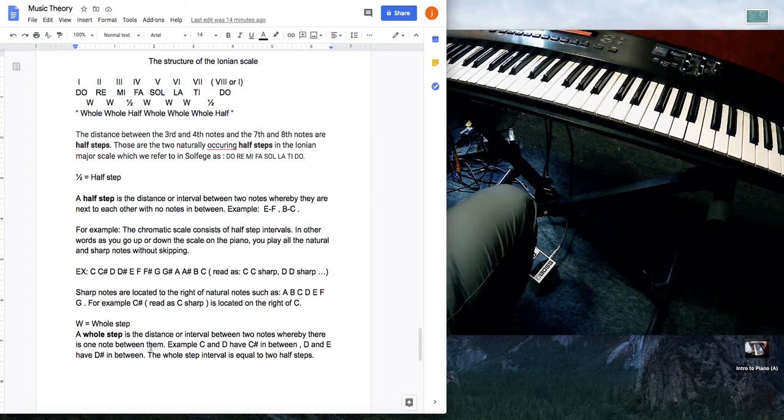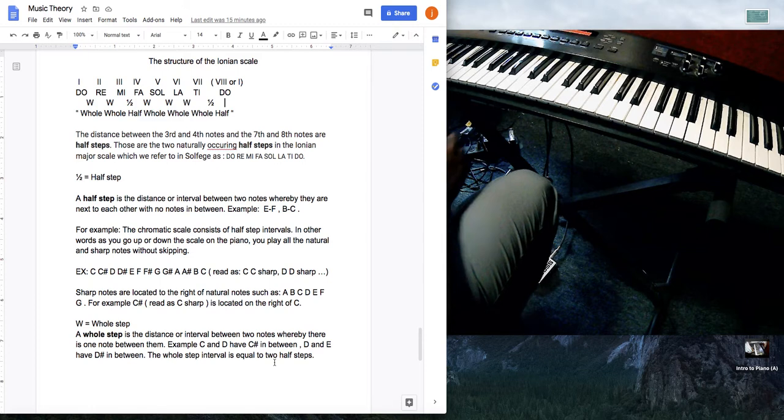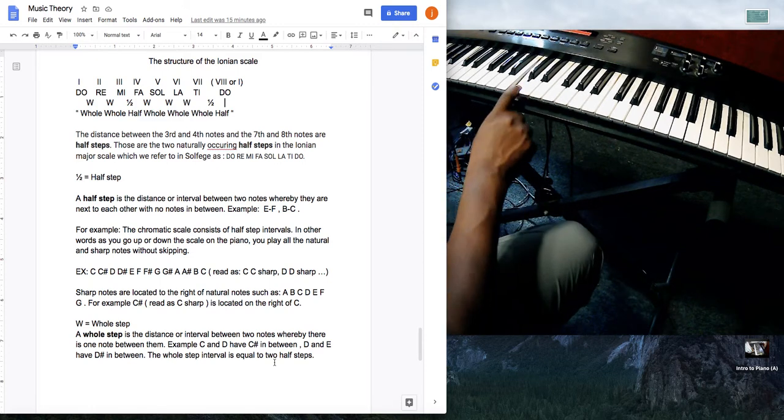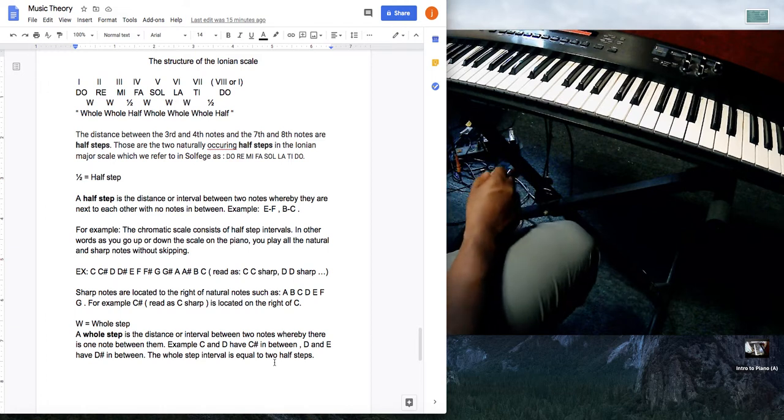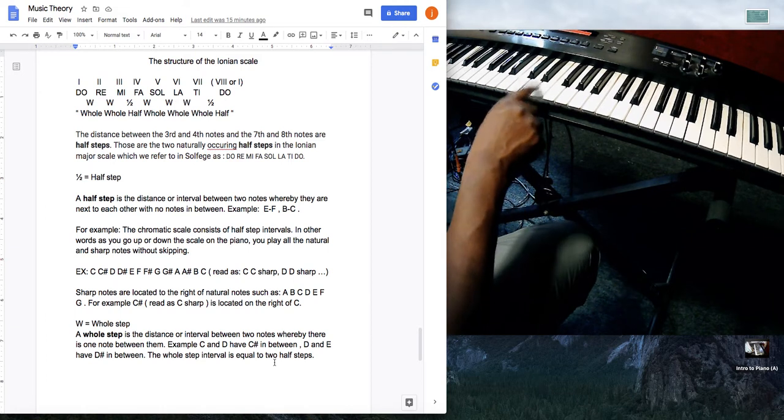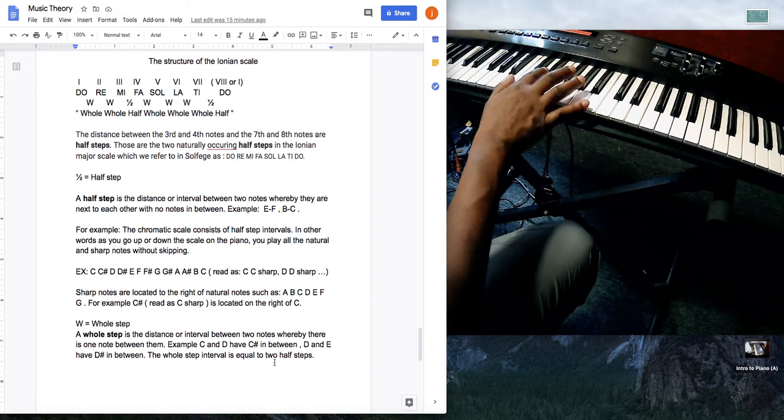Okay. And of course, the whole step is the distance or interval between two notes whereby there is one note in between them. For example, C and D have a C sharp in between them. D and E have a D sharp in between them. Okay, so the whole step interval is equal to 2 half steps. So in other words, from C to D is a whole step because there's a note in between them. Okay? From D to E is also a whole step because there's a note in between them.